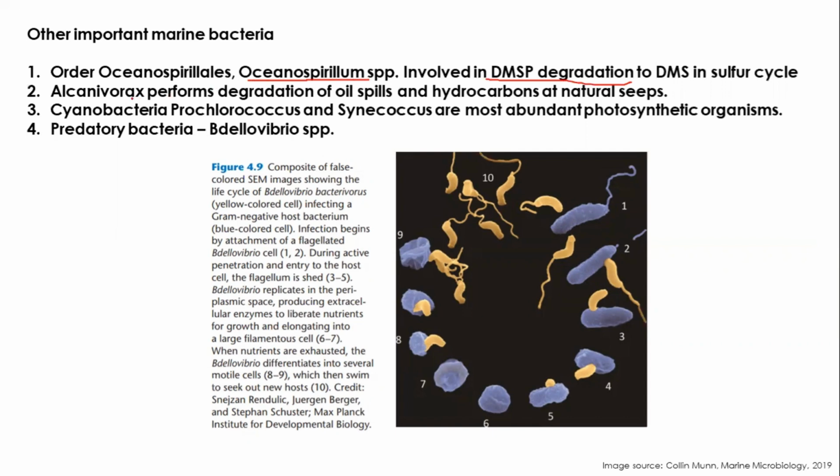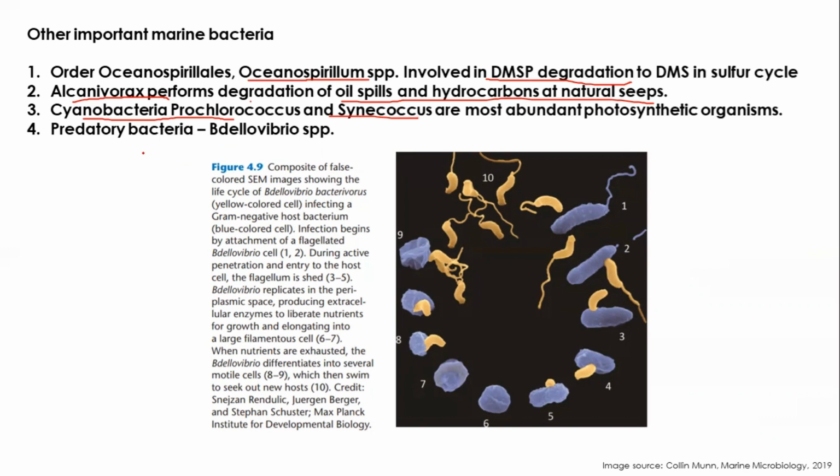Similarly, we have a lot of different bacteria who are engaged in the degradation of oil spills and hydrocarbons at the natural volcanic seeps. Okay. And again, we have the cyanobacteria, Prochlorococcus and Synechococcus, who are actively involved in photosynthesis. And every time we breathe oxygen, at least 20% of it is coming from the Prochlorococcus and Synechococcus.